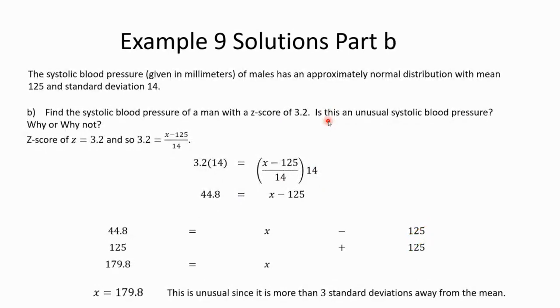For the next one, it's similar, except now our z-score is 3.2. So we're finding the data value whose z-score is 3.2. Okay, so what's that going to be? Well, it's just like before. We're going to solve for x.